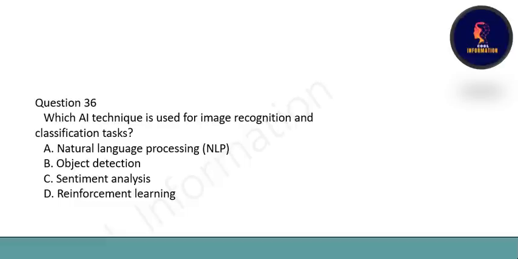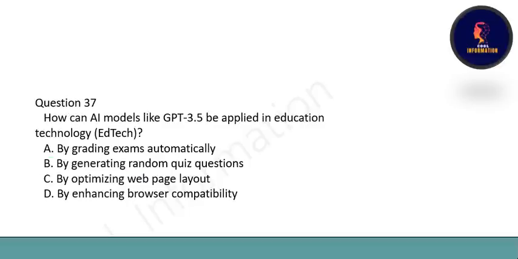Next question is, which AI technique is used for image recognition and classification task? Option is NLP, object detection, sentiment analysis, or reinforcement learning. Correct option is option number B, object detection technique is used for image recognition and classification task.